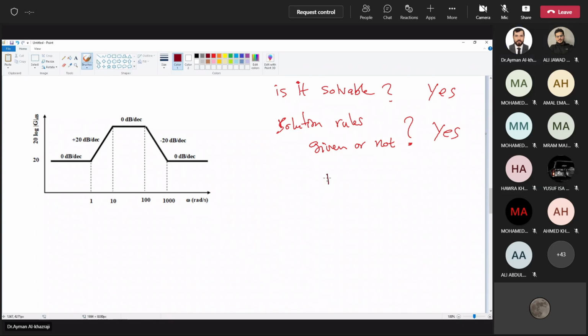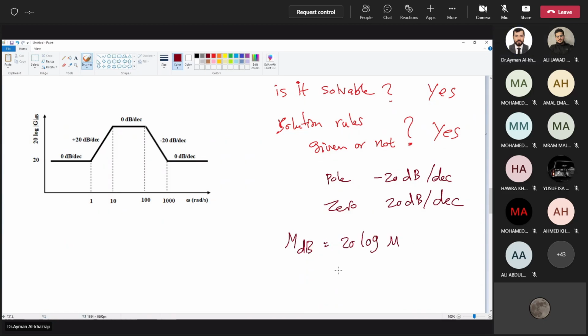I have a pole, which is minus 20 decibel per decade. I have a zero, plus 20 decibel per decade. I have magnitude in decibel equal to 20 log of the magnitude, which equals 20 log zeros over poles. Anything else? Nothing. Only these. You agree?